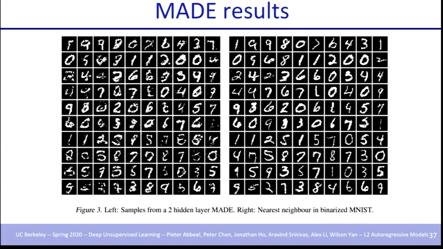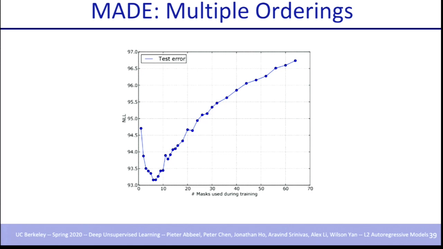So the question was earlier, can we just have multiple masks? And in fact, this is what was done in the paper. Here it shows lower is better. When you have about six or seven different masks, that is different orderings in some sense of your variables in the autoregressive ordering, you get the best performance. Once you go above that, performance degrades again.